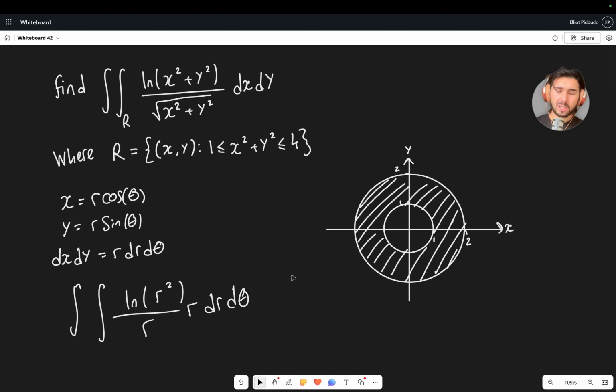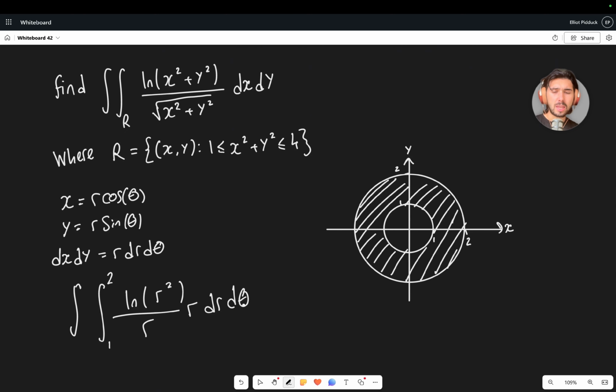But now we need to deal with the limits. So remember, dr is first. So that means that the inside, the rightmost integral, the limits of that are going to be the r limits. Remember, r is a value that is telling you the distance a point is from the origin. So we're not talking about left and right and up and down. We're talking about the proximity of each point from the origin. So we can see that the smallest value of r in this interval here is 1 and the largest value is 2. So those are our r limits.